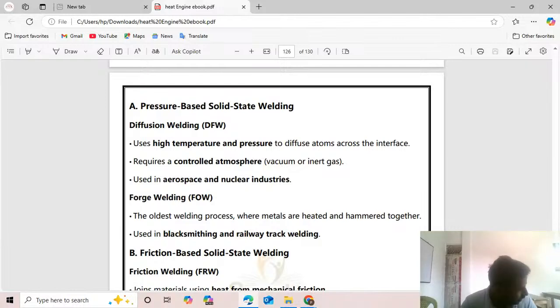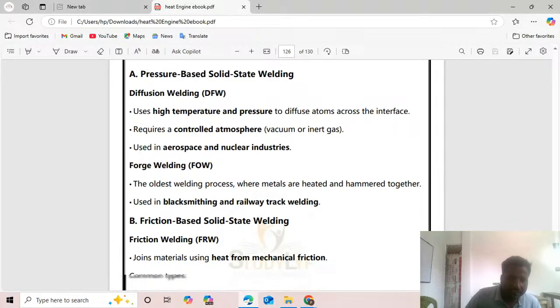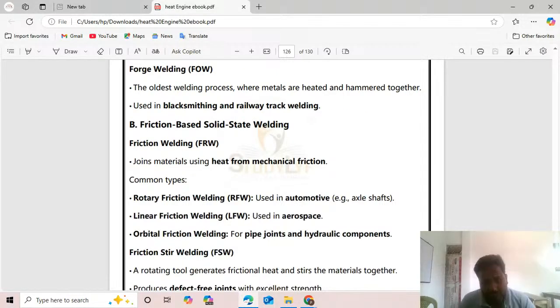Then you get the weld. So this is an old method of welding, but it is a pressurized welding. Friction-based solid state welding: friction welding joins material using heat from mechanical friction. Common types: rotary friction welding used in automotive and axial shafts, linear friction welding used in mechanical form that we use here.